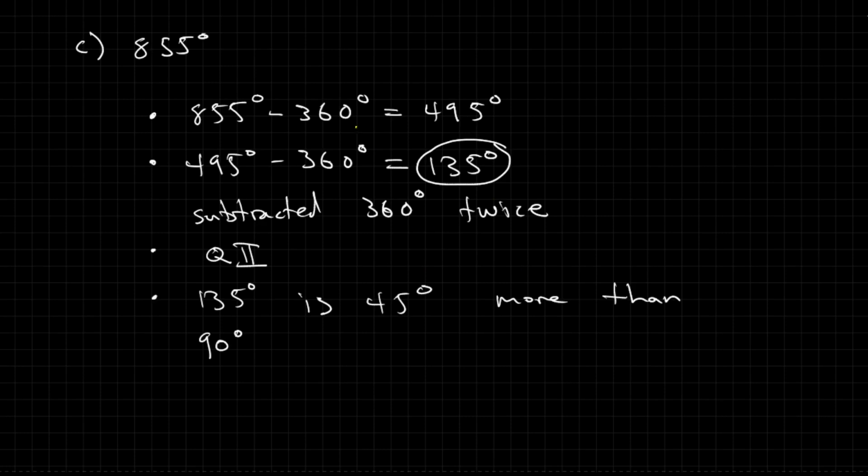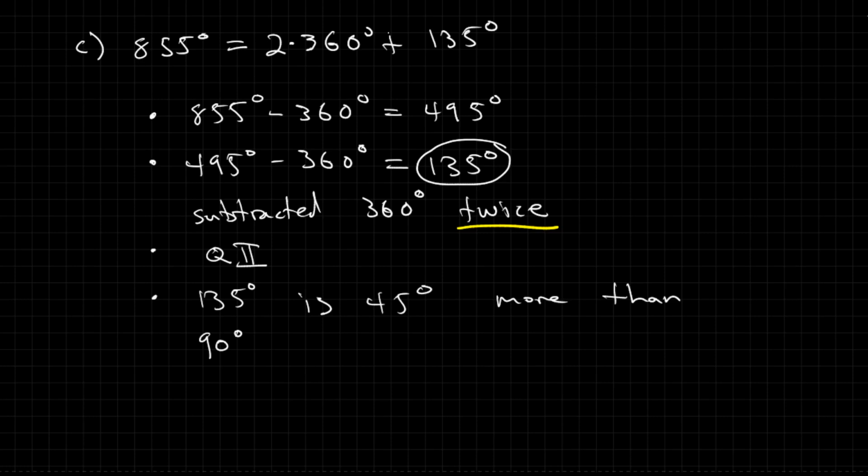And we have our initial side on the x-axis. Now the first thing we're going to do is 2 full revolutions, because we subtracted 360 degrees twice. So if you think about what this means, subtracting 360 degrees twice, it means that 855 degrees is 2 times 360 degrees, plus 135 degrees.